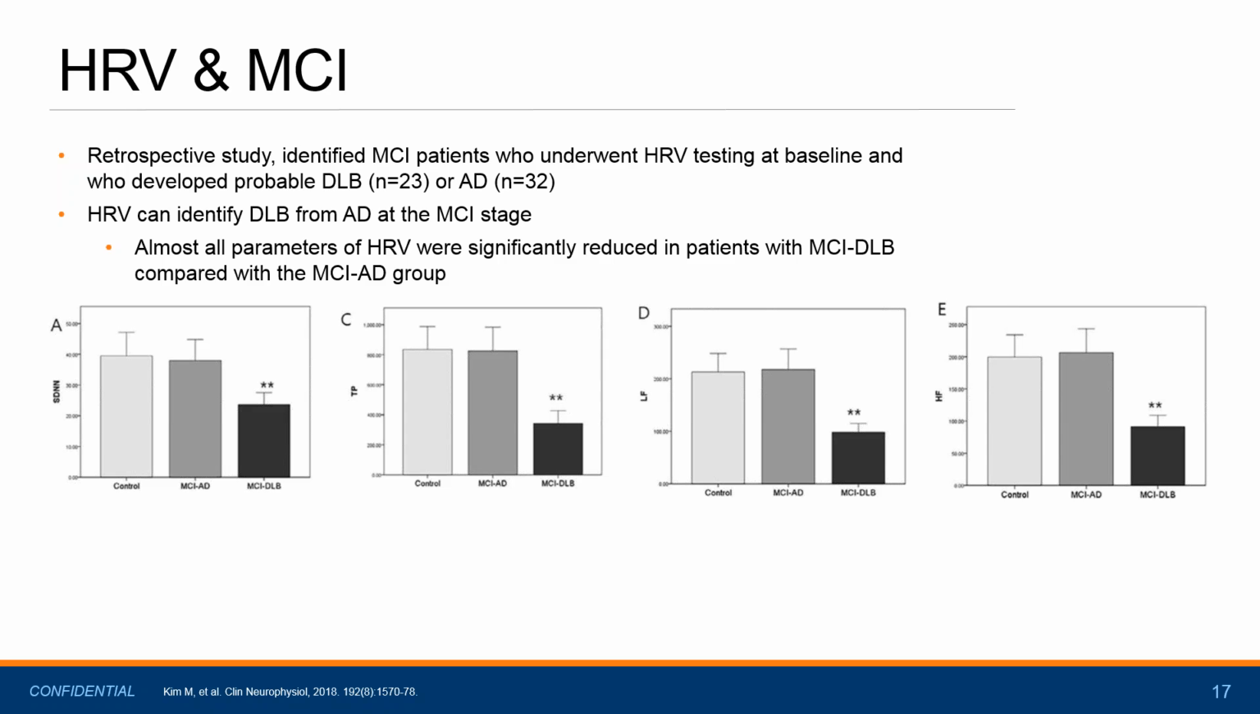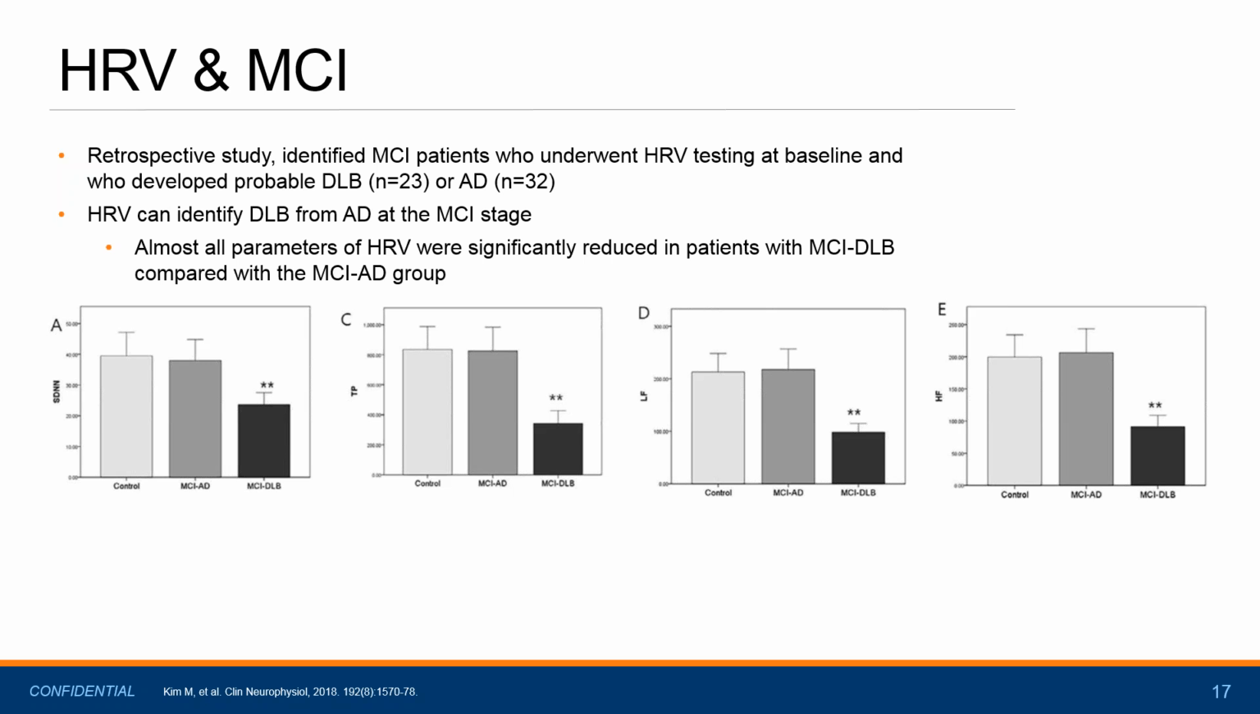It was a retrospective study that asked if they could identify mild cognitive impairment patients and really use heart rate variability metrics to distinguish a dementia with Lewy body group from an Alzheimer's disease group. Retrospectively, they looked at these MCI patients who also happened to undergo heart rate variability testing at baseline, and then later on developed probable dementia with Lewy bodies or Alzheimer's disease. They're looking at these heart rate variability metrics at the MCI stage, before the patients had advanced into their dementia with Lewy bodies and Alzheimer's group.